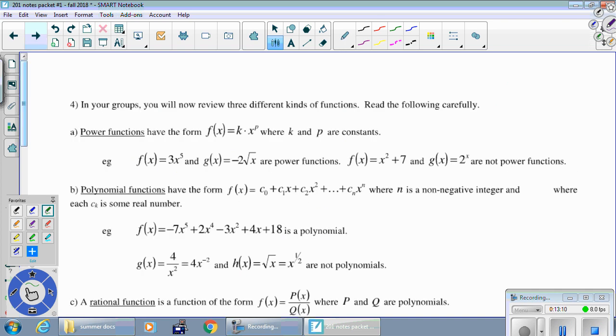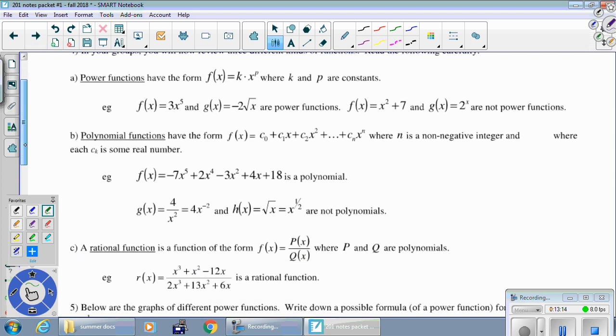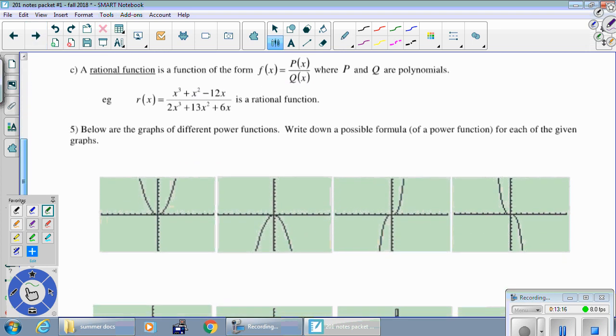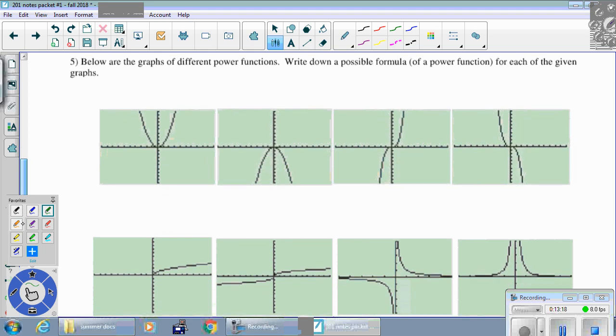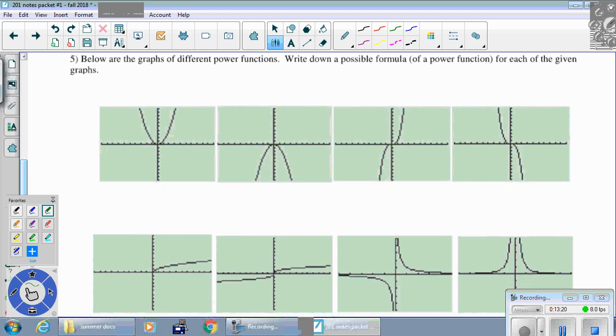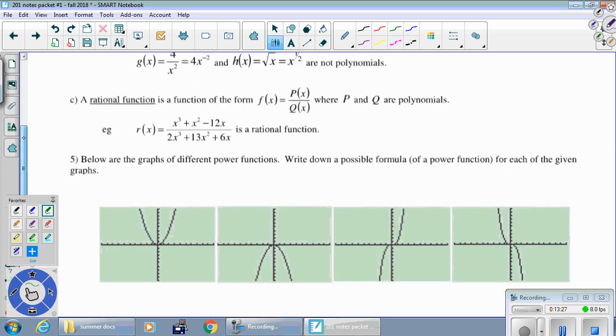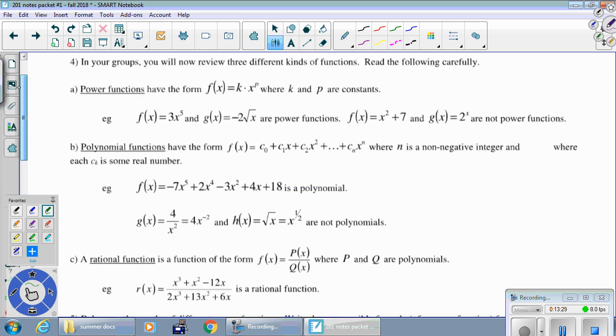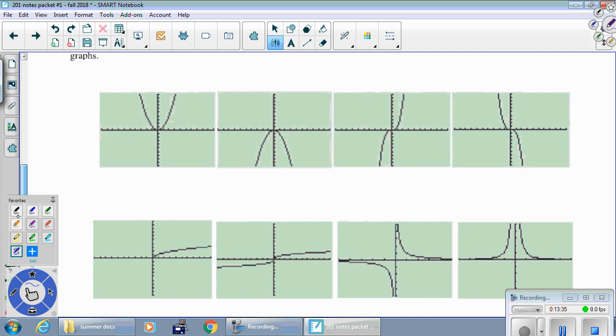Okay, number 4 says now we're going to review 3 different kinds of functions. So go ahead and read through this. I'm not going to read that out loud. Number 5 says below are the graphs of different power functions. Write down a possible formula of a power function for each of the given graphs. So remember, power functions are up here, k times x to a power, number times x to a number.